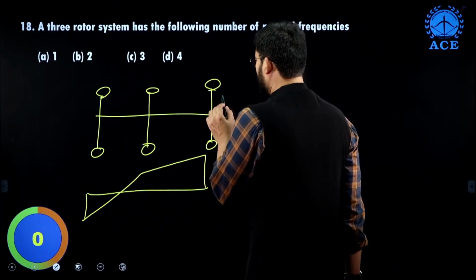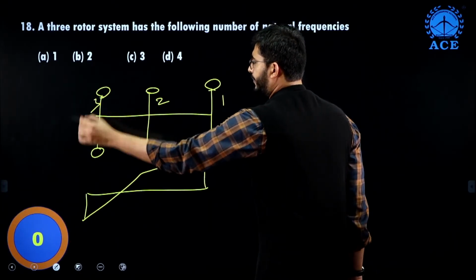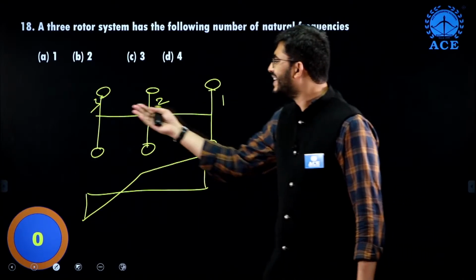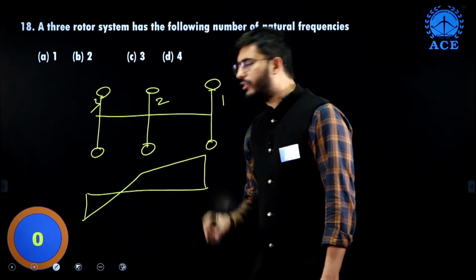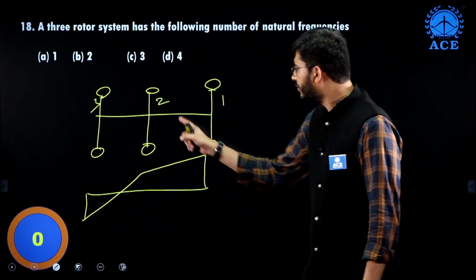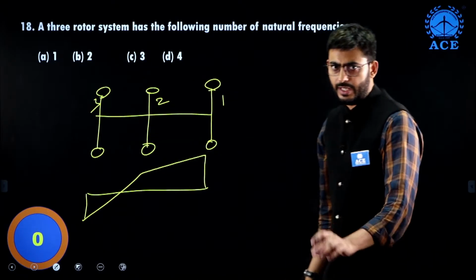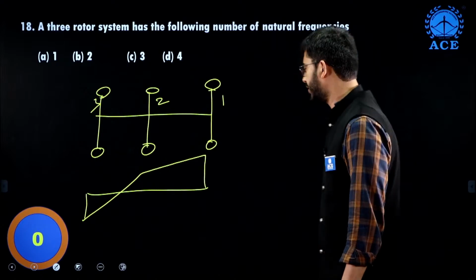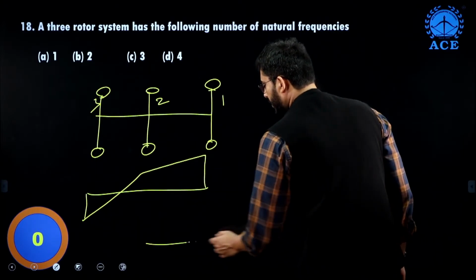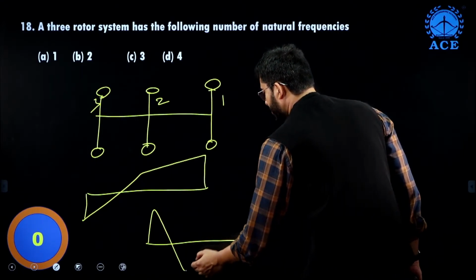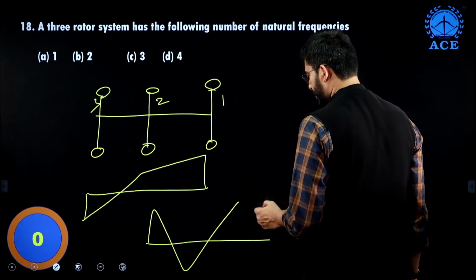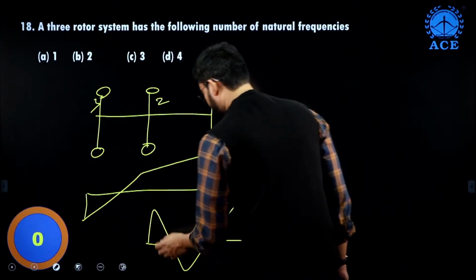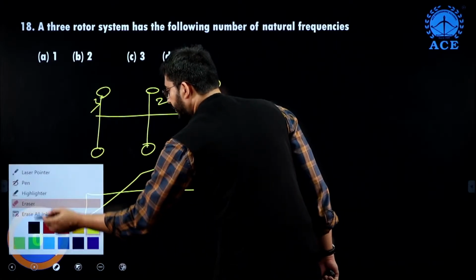Single node in the sense, let's say rotor 1, rotor 2 and rotor 3. Rotors 1 and 2 are rotating clockwise and rotor 3 is anti-clockwise. Then the node will lie between 2 and 3. Let's say 1 and 3 are in the same direction and 2 is in the opposite direction. Then the vibration mode shape will be something like this. Let me redraw it once again.